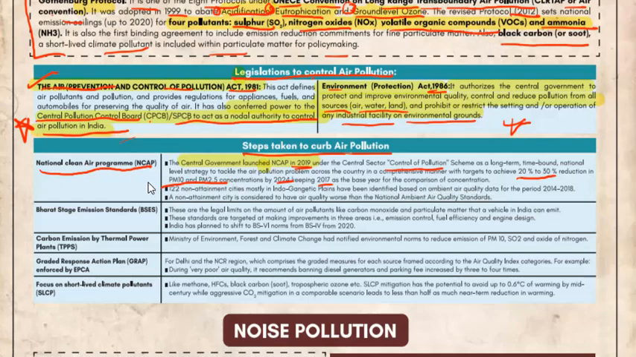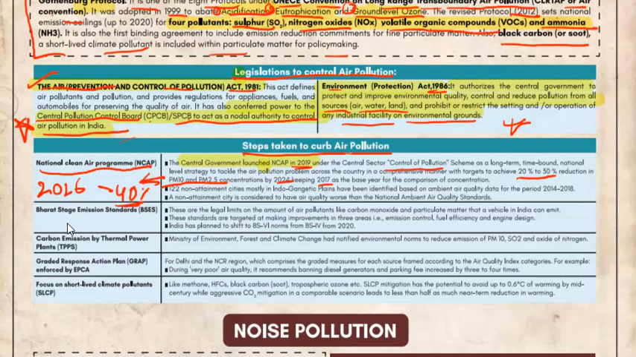But this target, which was given as 2024, by which PM10 and PM2.5 should be reduced by 20 to 30%, is now changed. It is now targeted till 2026 and the reduction should be 40%. Initially it was given as 20 to 30%, now we have to reduce it by 40%.